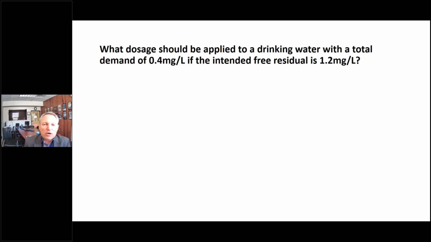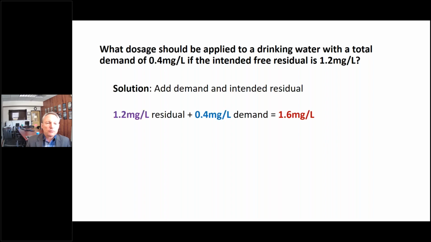So we look at a water that has a demand of 0.4 milligrams per liter, and our intended free residual is 1.2 milligrams per liter. So we remember from our last slide, we can add residual and demand to get our dosage. So our residual of 1.2 milligrams per liter plus our demand of 0.4 milligrams per liter gives us a dose of 1.6 milligrams per liter. And the key phrase also to look at here in this question is this is total demand.